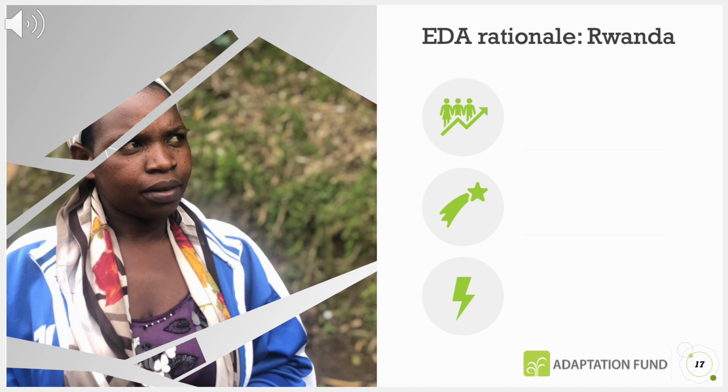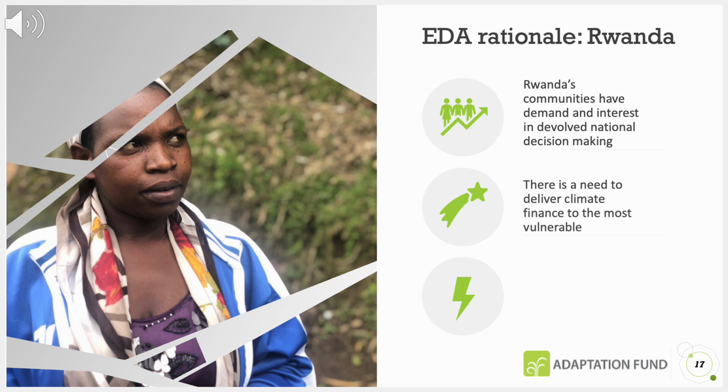Rwanda's Enhanced Direct Access targeted 3 interrelated issues. First, given Rwanda's advanced climate landscape, there is a demand and interest in devolved national decision-making, such as offered by EDA. Second, there is a need to deliver climate finance to the most vulnerable. Third, increasing climate shocks and stresses require local adaptation solutions.